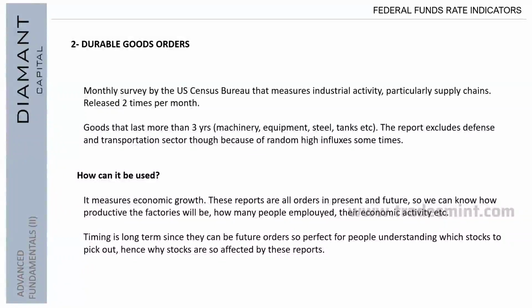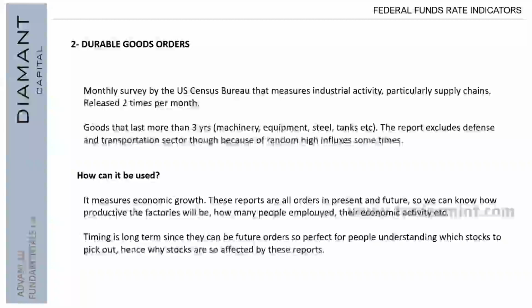So how can it be used? It measures economic growth. These reports are all orders in present and future. So we know how productive the factories will be, how many people are going to be employed, and thus the economic activity at the time. Timing is long term, particularly when we're looking at the future market, since they can be future orders. So it's perfect for understanding which stocks to pick out. Hence why stocks are so affected by these reports.